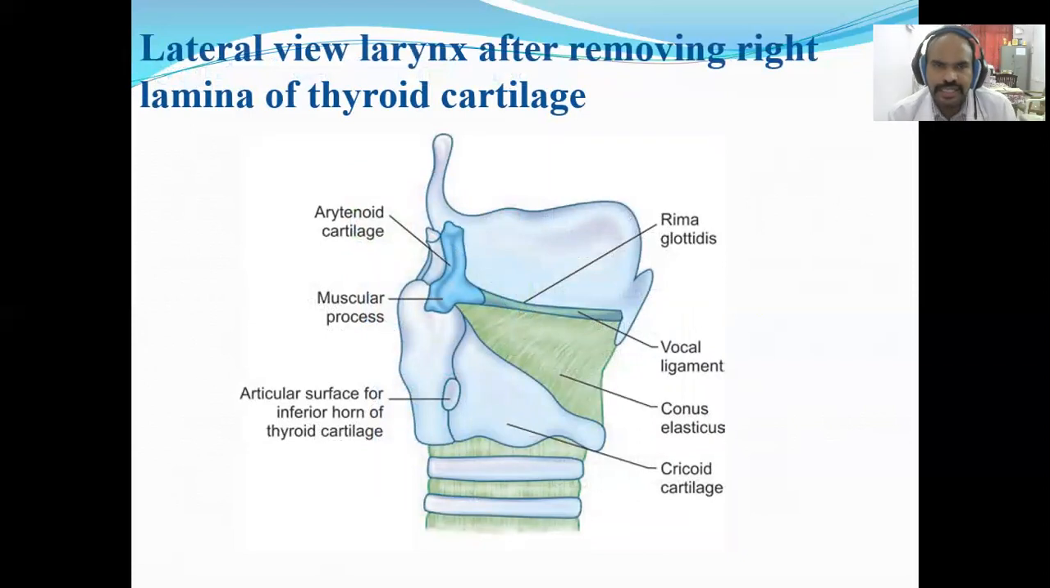This is the lateral view of the larynx after removing the right lamina of the thyroid cartilage. Once you have removed the lamina of the thyroid cartilage, what we see is the triangular shaped arytenoid cartilage. It has the base, which is attached to the posterior lamina of the cricoid cartilage. Then you have the muscular process, then you have the vocal process. The vocal process gives attachment to the vocal folds. The vocal folds in turn get attached to the posterior lamina of the thyroid cartilage, whereas the muscular process gives attachment to the various muscles which are there in the larynx.